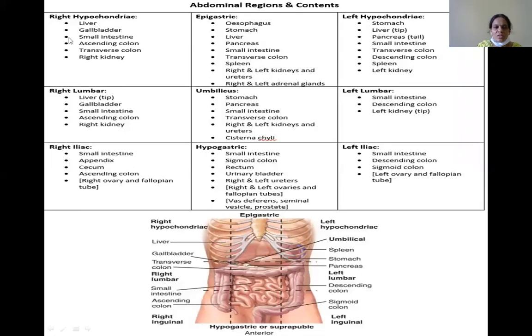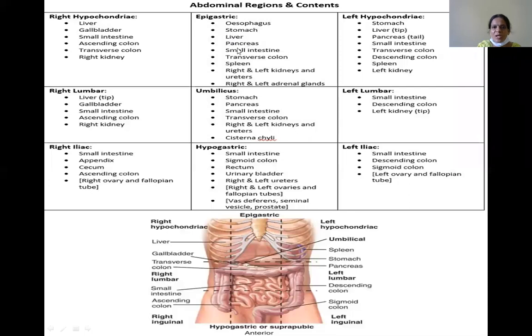The different structures present in the right hypochondriac region are the liver, gallbladder, small intestine, ascending colon, transverse colon, and the right kidney. So these are the different structures. Mostly you palpate for the liver anteriorly in this region. Palpation is done. Okay. So what are the different structures in the epigastric region?